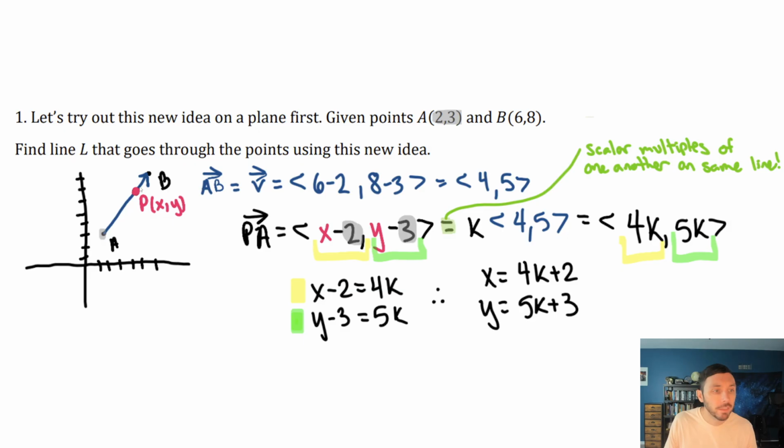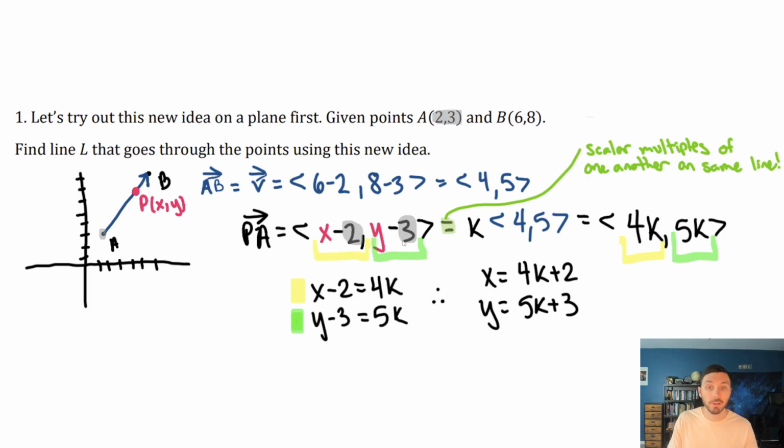If I then want to define the vector PA, so that would be connecting from P to A, it's on the same line, right? Well, I would do the same subtraction idea I did above. I have x minus 2 and y minus 3. Here's the thing: this vector and this vector are scalar multiples of one another, right? Because they're pointing in the same direction. So the vector connecting P to A is not the same vector connecting A to B, but they're pointing in the same direction. There is some number I can multiply 4, 5 by to get this vector PA. And that's the whole premise.